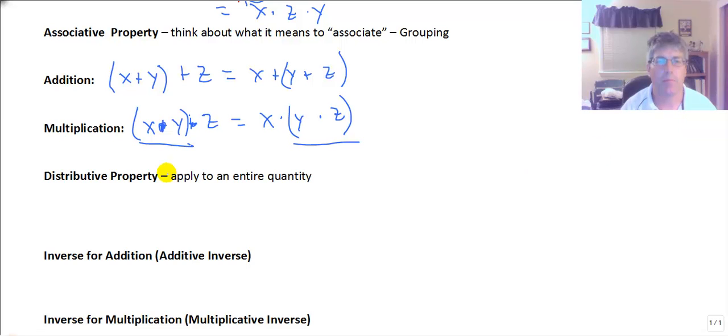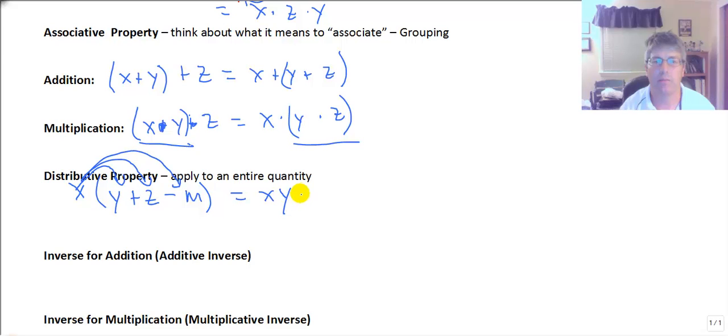In the distributive property, we want to apply a number or a variable or something to an entire quantity. We've used and seen the distributive property quite a bit in our math careers. So we have x times, say, y plus z minus m. Well, if I apply the distributive property, I'm going to impose the x on everything. I'm going to multiply x times every single one of those terms. So we get x times y plus x times z minus x times m.